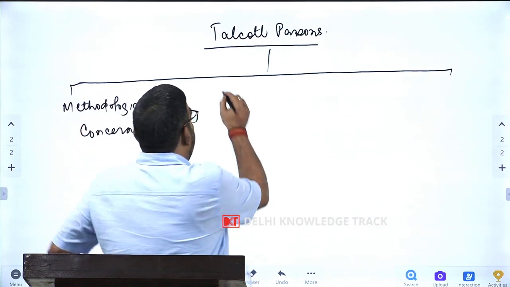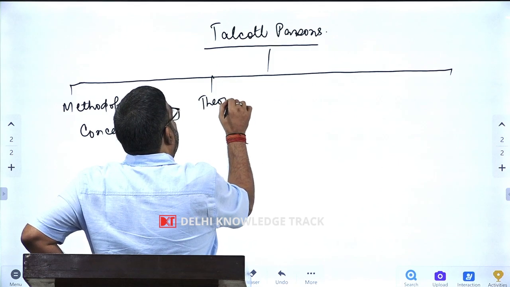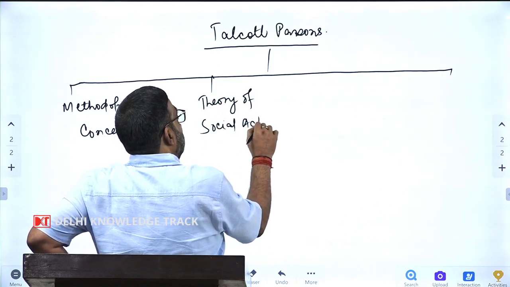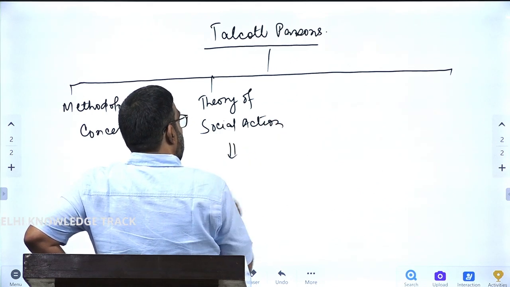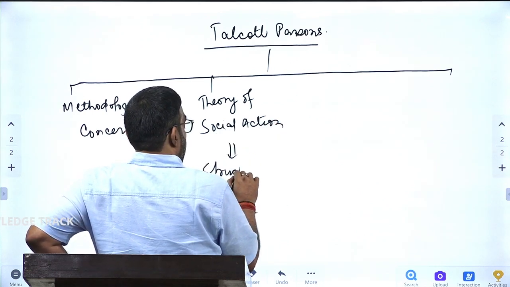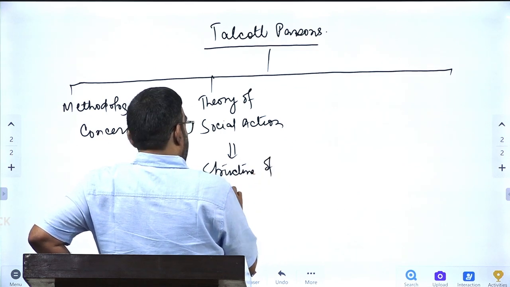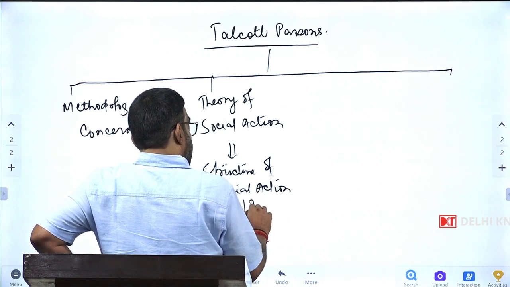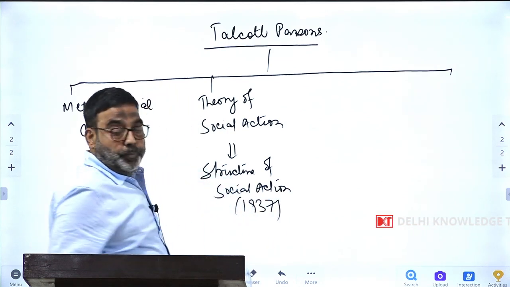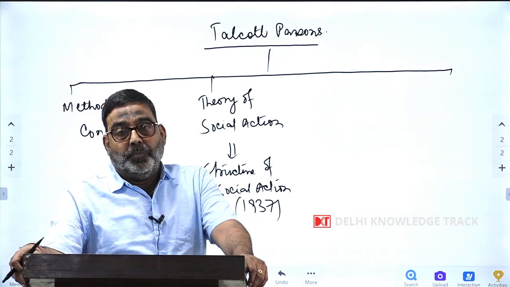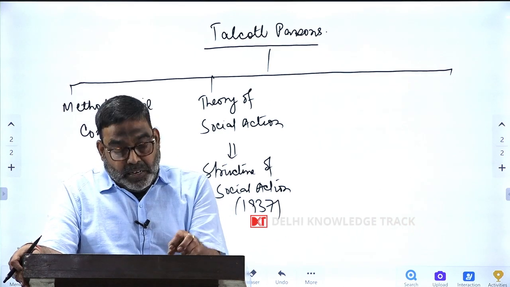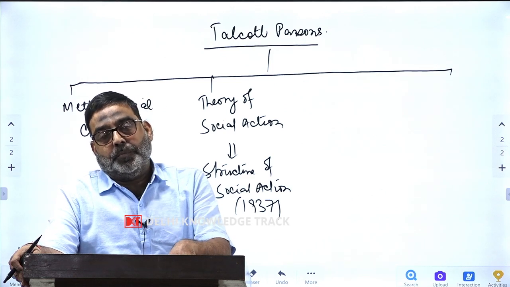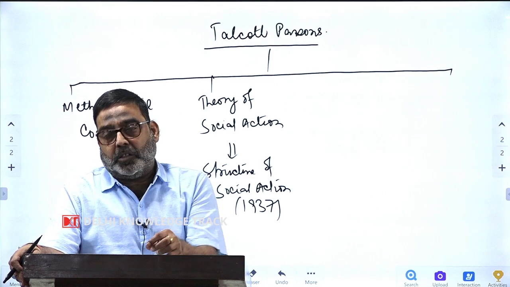And from here we will be talking about the theory of social action, for which we'll be talking about the book The Structure of Social Action, 1937, in which the Parsonian focus is more on voluntaristic action. His focus is more on the unit act.